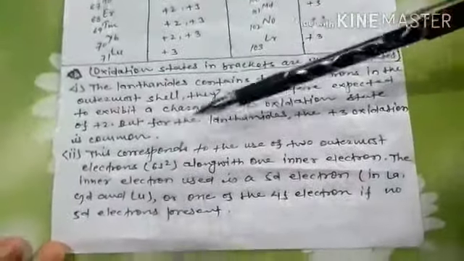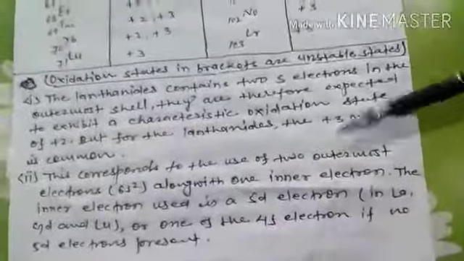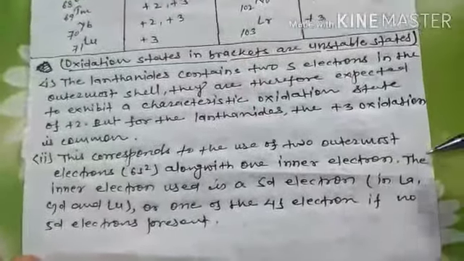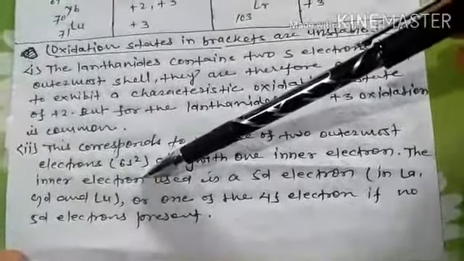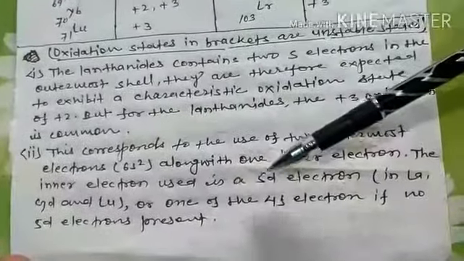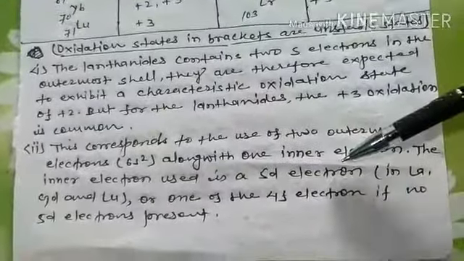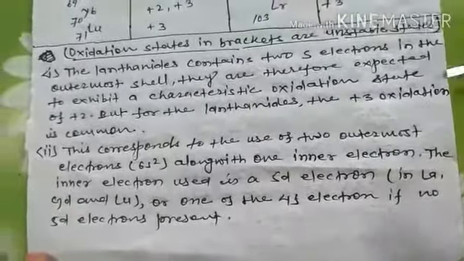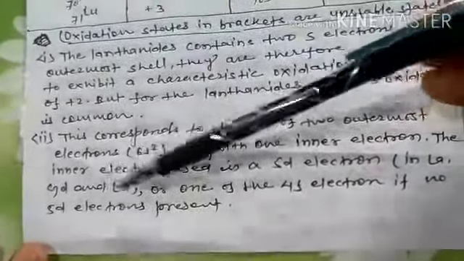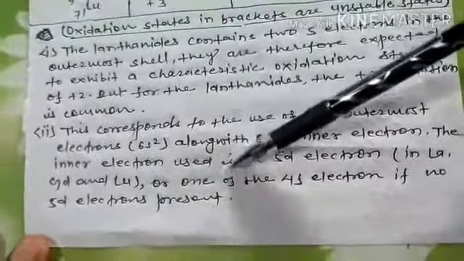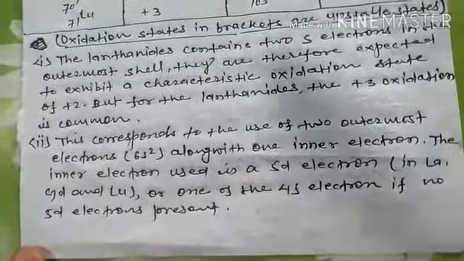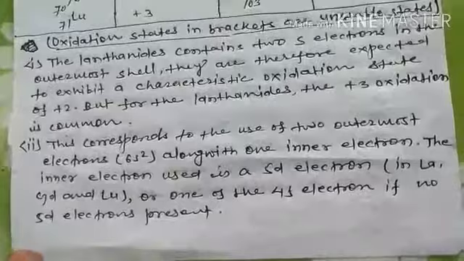This corresponds to the use of the two outermost electrons 6s2 along with one inner electron. The inner electron used is a 5d electron in La, Gd and Lu, or one of the 4f electrons if no 5d electron is present.